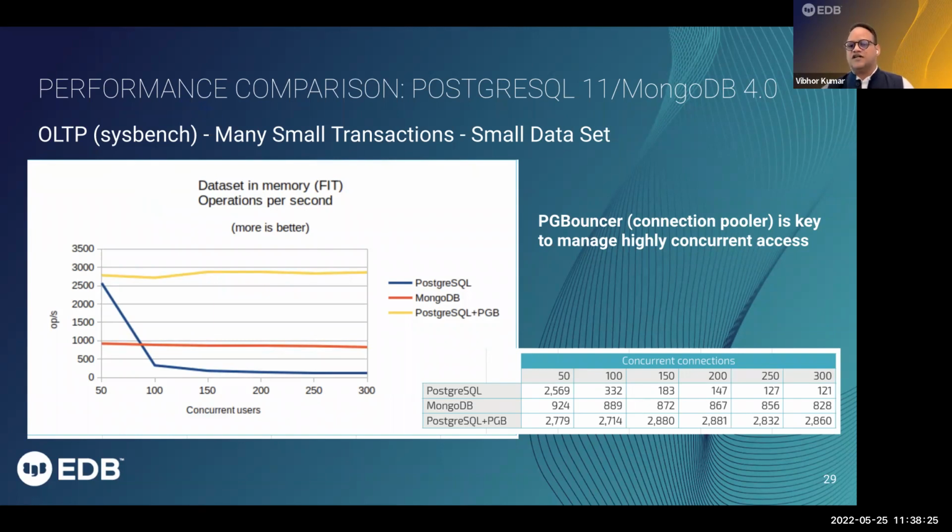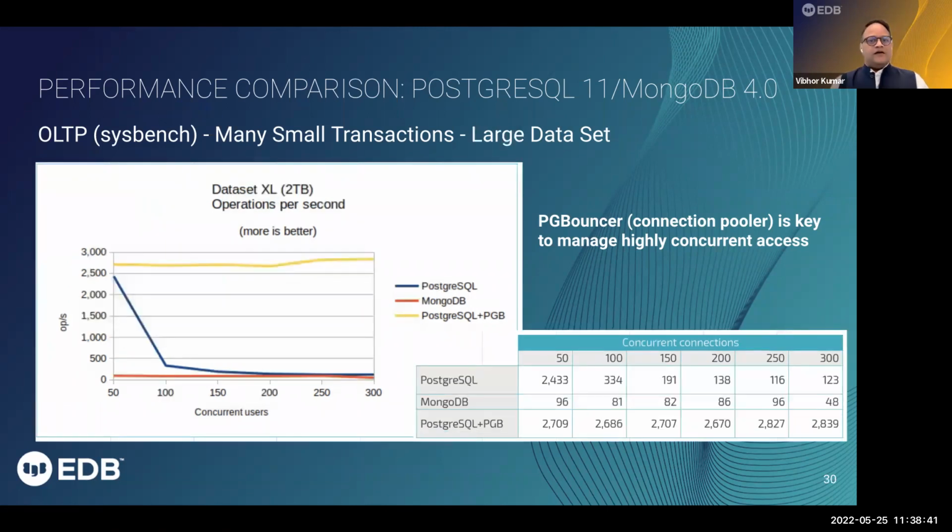That's a very interesting, encouraging result, which shows that JSONB in PostgreSQL is highly optimized and gives you the ability to store data which you can extract in a fast manner, or in a quick way. With this, we also moved from many small transactions to large data sets, and we thought to try out exactly how it would perform with PostgreSQL. But you can see that with sysbench, when we stored huge data sets in PostgreSQL and MongoDB, PostgreSQL really outperformed with a connection pooler.